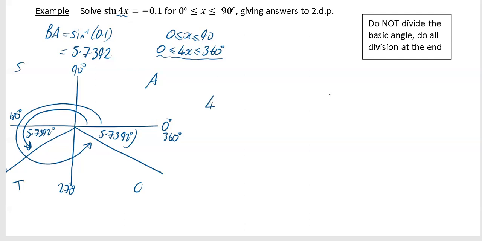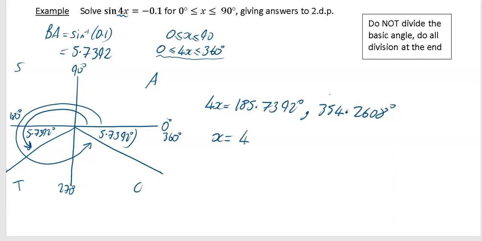So that's what you've got for your two angles. I'm going to omit the working out for my two angles. And remember, the angle was 4x. 4x is 185.7392 degrees, or it was 360 degrees minus 5.7392, which is going to be 354.2608 degrees. Then your last thing to do is to divide through by the 4.